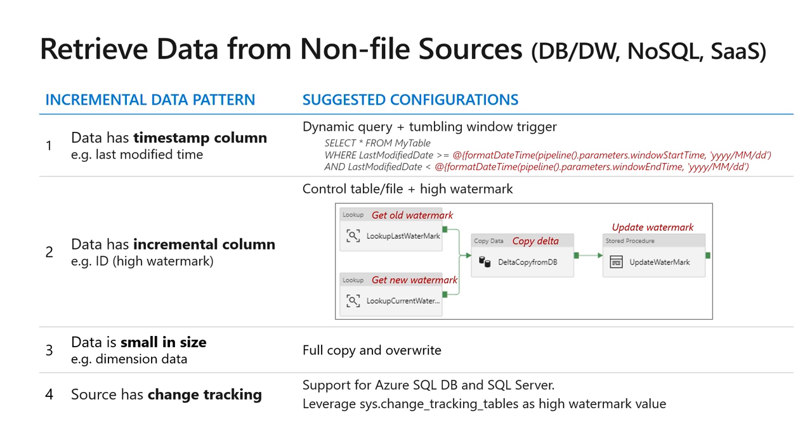If it's a dimension table that is small in size, you can choose to copy it all and overwrite it in the destination. And if you're using SQL Server or another SQL database, ADF integrates with change tracking as well. So you can leverage the change tracking mechanism combined with the high watermark mechanism. That is, the system table of change tracking can serve as the high watermark to retrieve the delta as well.